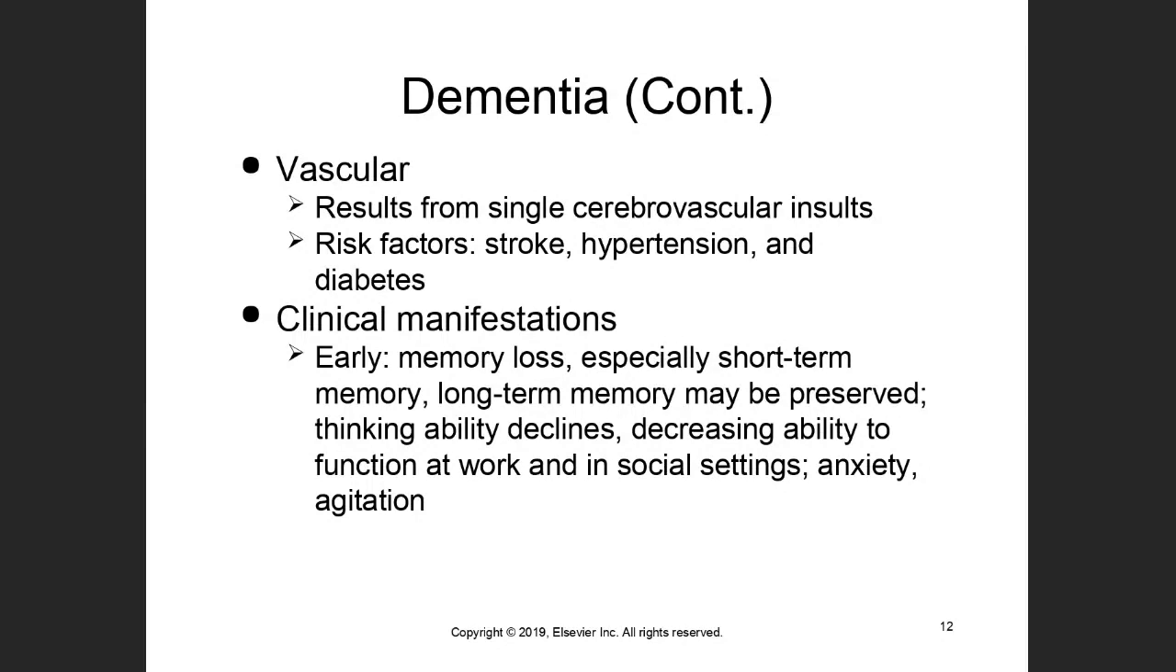Vascular dementia results from a single cerebrovascular insult. Risk factors: stroke, hypertension, and diabetes. Clinical manifestations: early memory loss, especially short-term memory; long-term memory may be preserved. That's the same for Alzheimer's. In Alzheimer's, first you lose the short-term memory, and as the disease progresses, then you lose the long-term memory. But in the beginning, long-term memory is preserved. Decreased ability to function at work and in social settings, anxiety, agitation.